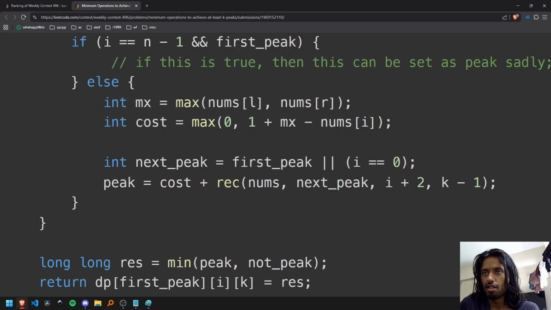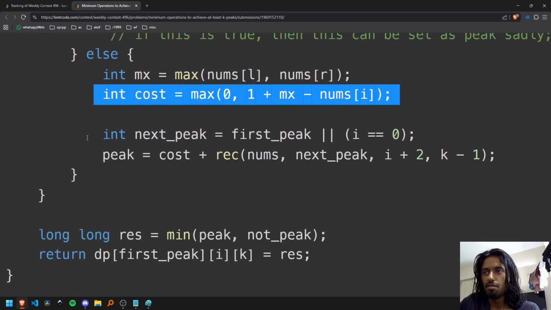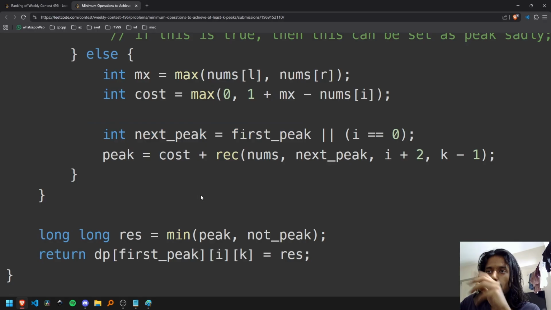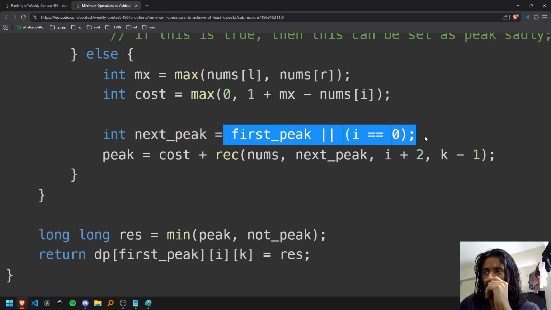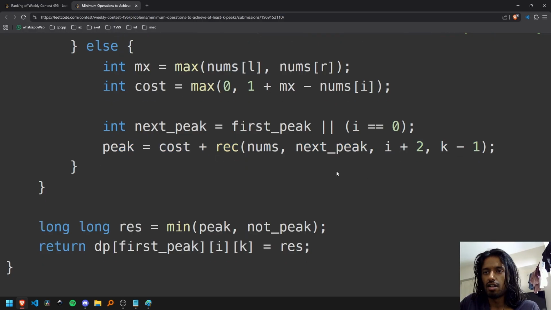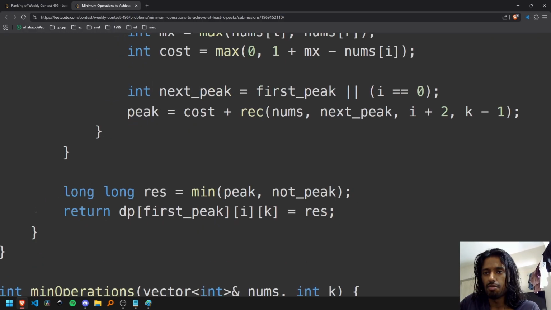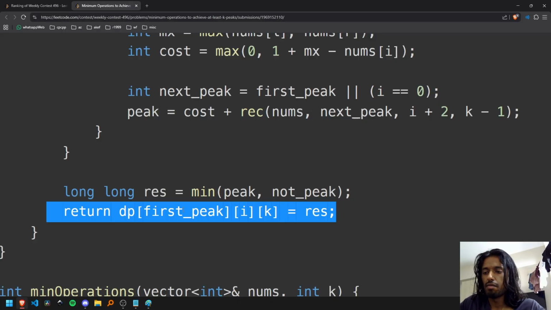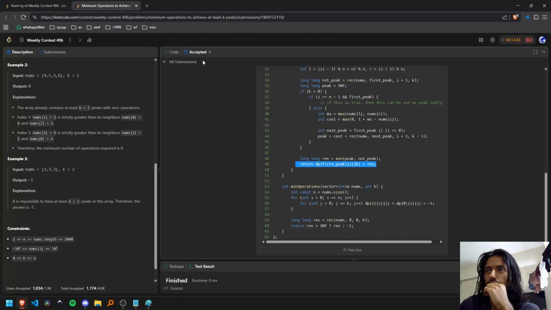And for making this a peak, this is our current cost. The next first-peak state would be the same if the first was already a peak, or we are making the first a peak, right? So this is sort of a digit DP transition, and we can set the cost here. And then this is just res as the min of peak and not peak, and then we minimize it. So yeah, this was my solution.